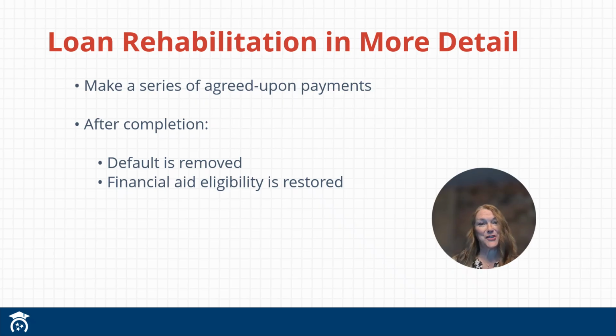Loan rehabilitation in more detail. What happens is the loan servicer will look at your income, they'll look at all the bills and expenses that you have, and then you will make a series of agreed upon payments, typically for 9 months. Then your default will be removed by the loan servicer and you'll be eligible for financial aid again, as well as, in this option, they will remove from your credit report all of the negative credit reporting.